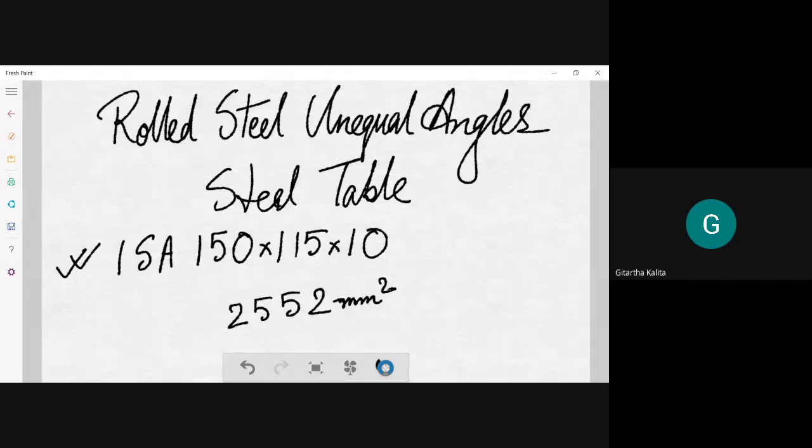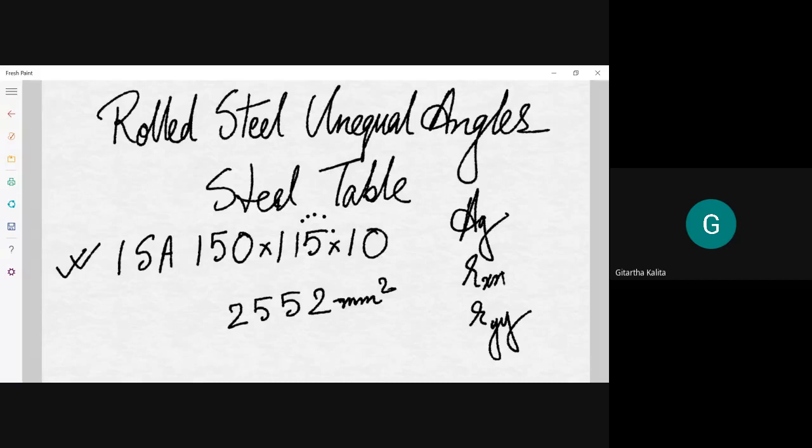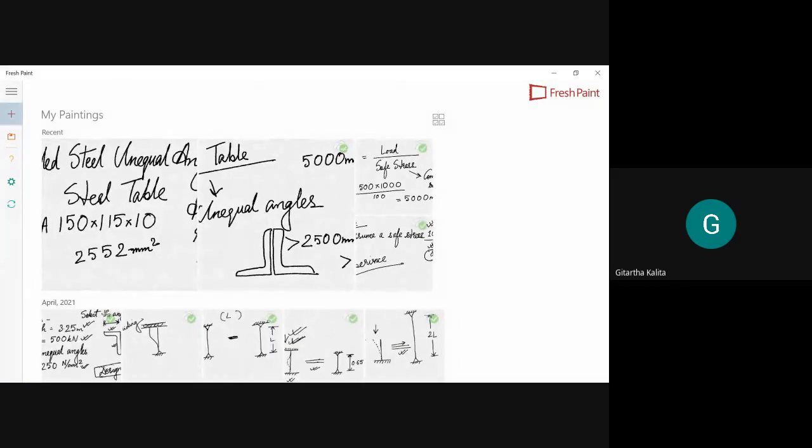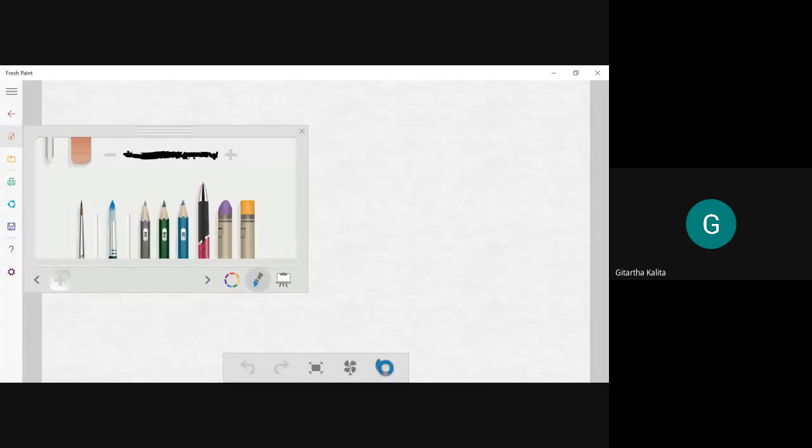Okay, now for this section, as we have decided, we have to take three values from the steel table. One is the gross area AZ, and another is the radius of gyration, two values RXX, RYY from the steel table. Please note it down. ISA 150, 115, 10, AZ, RXX, RYY. Gross area, radius of gyration.